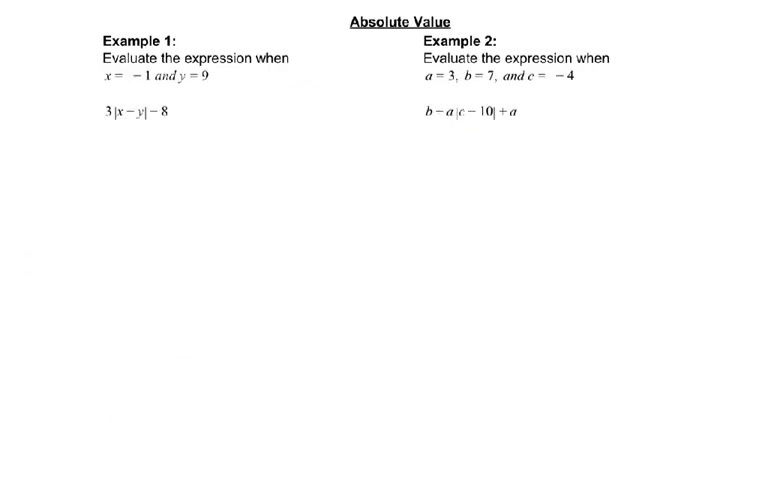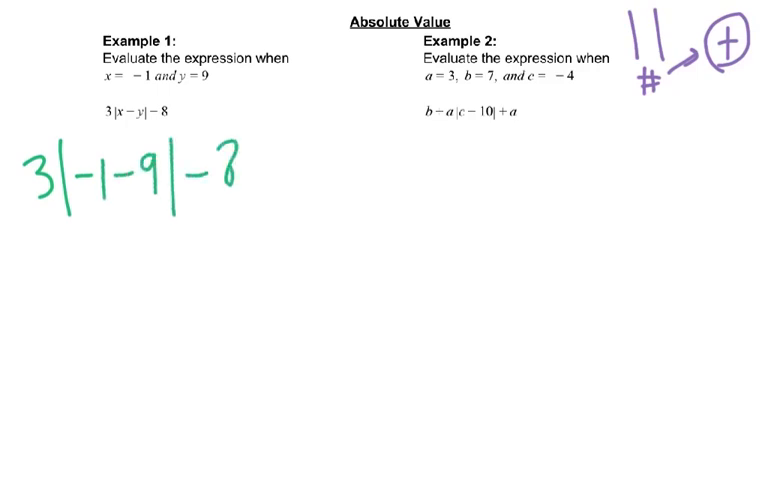Last situation is absolute value. Absolute value basically means that whatever number is in the absolute value, it turns to a positive when it is taken outside of the absolute value bars. Okay, so absolute value can never be negative. Example 1, evaluate the expression when x equals negative 1 and y is 9. So we're going to say 3, absolute value, negative 1 minus 9 minus 8.